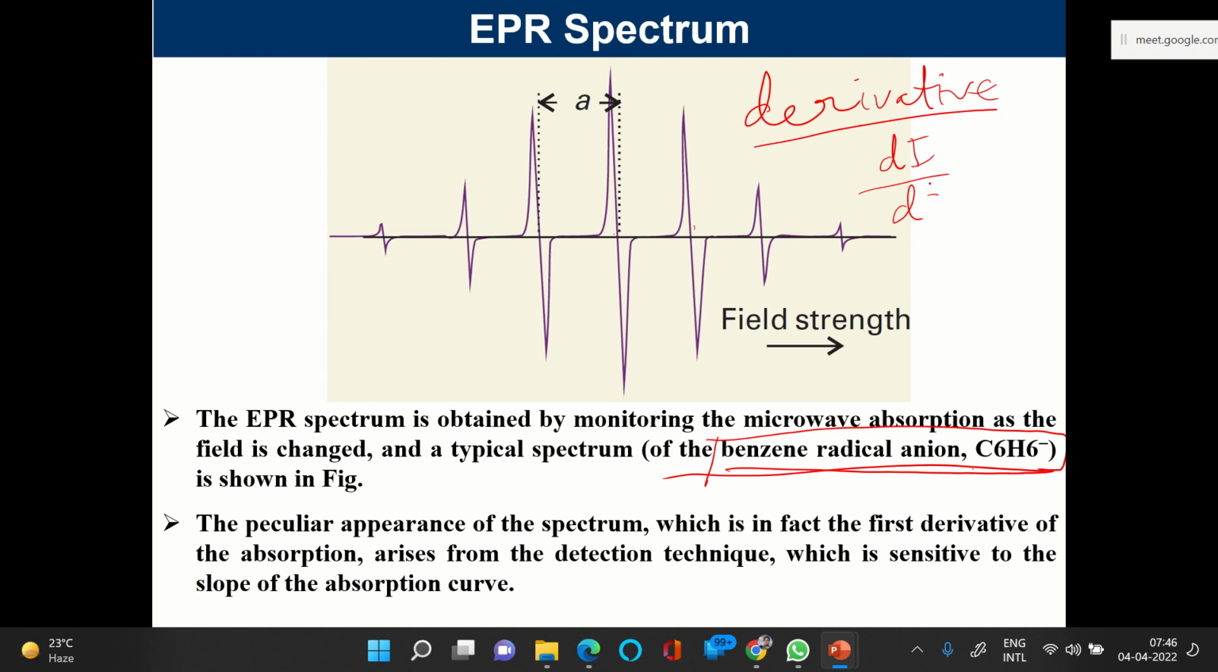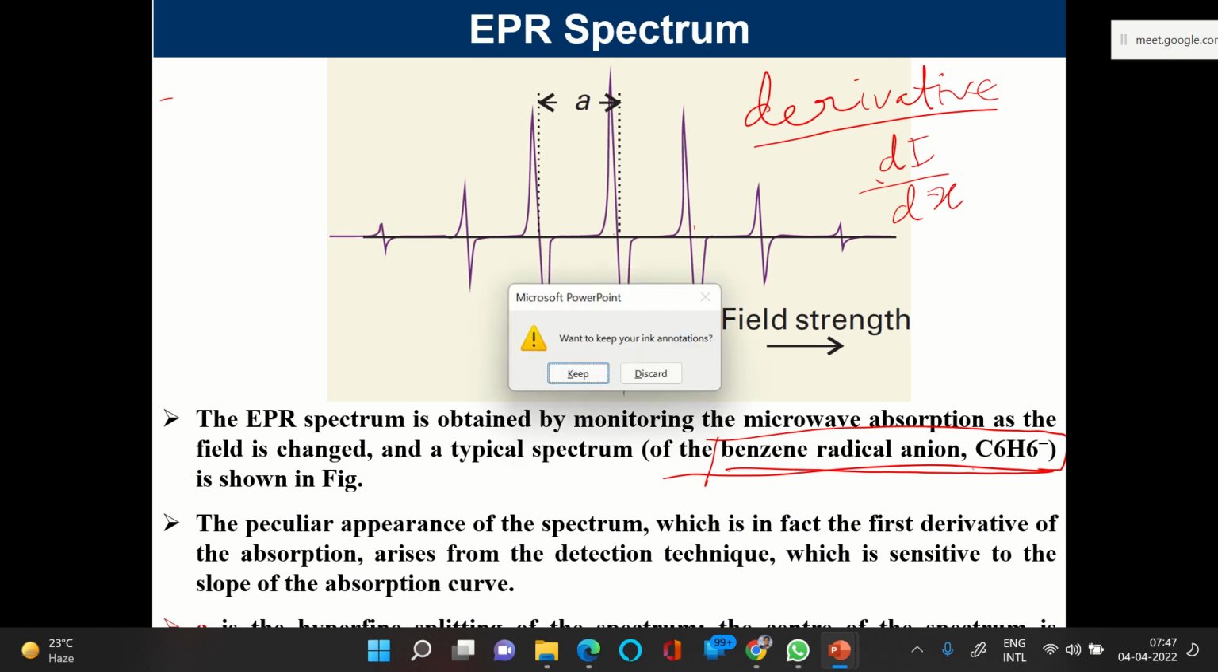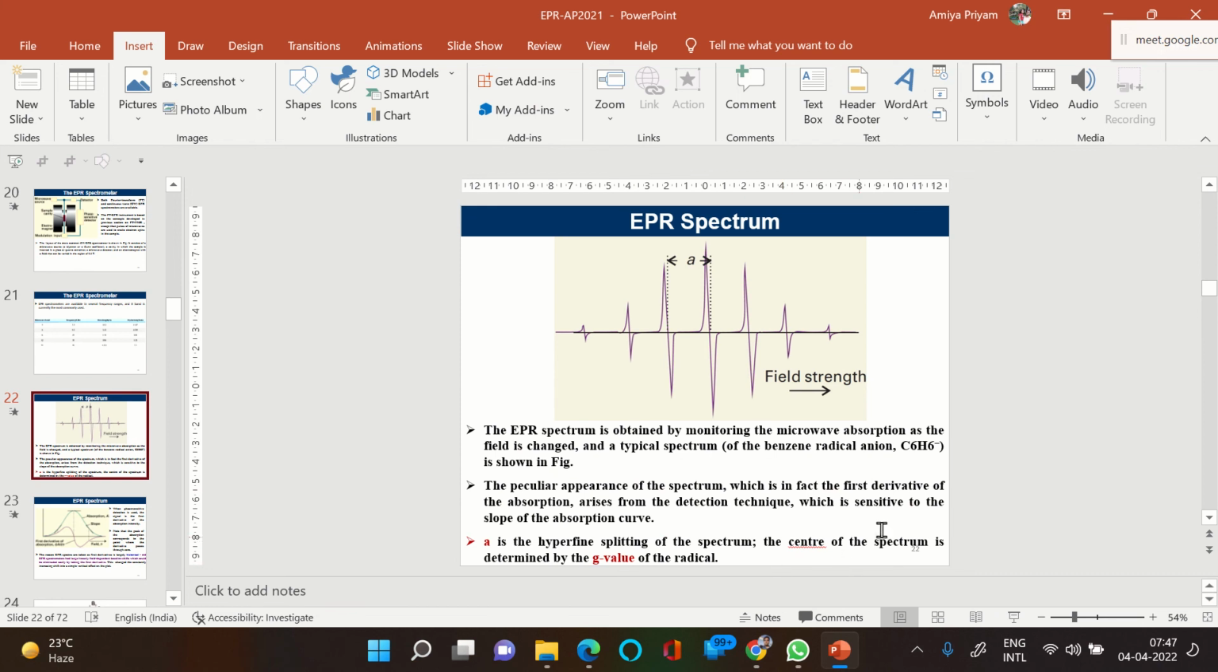So it is a derivative plot, not a simple plot of I versus x. This is I versus x, and this is dI by dx. Although the actual spectrum is obtained as simple intensity versus frequency or field strength, you can convert it into this kind of pattern, and this is the typical way an EPR spectrum will look.